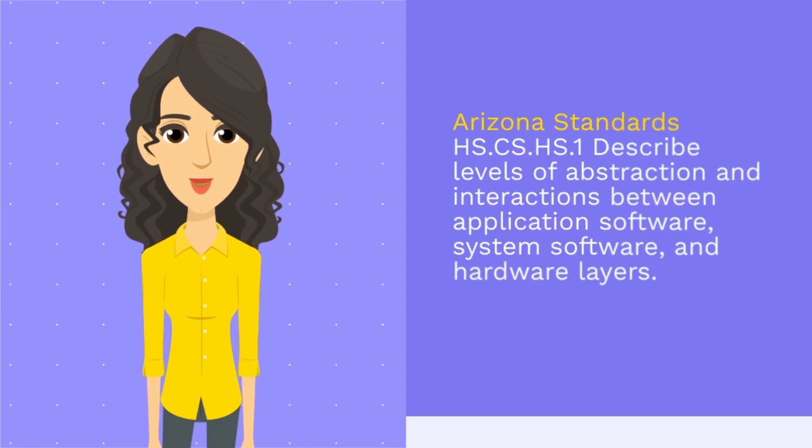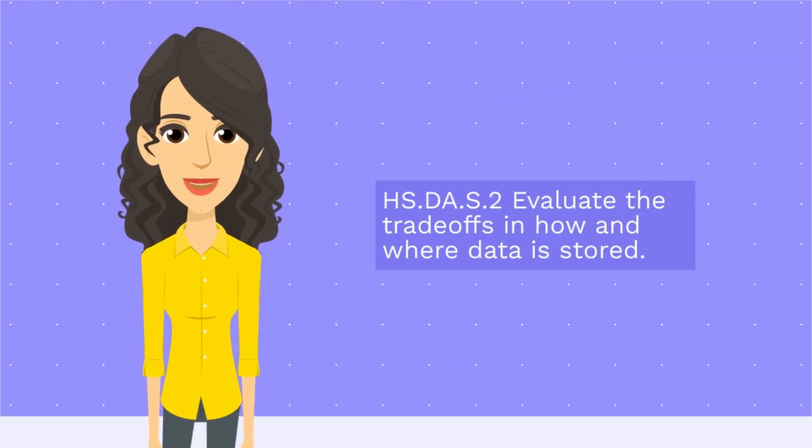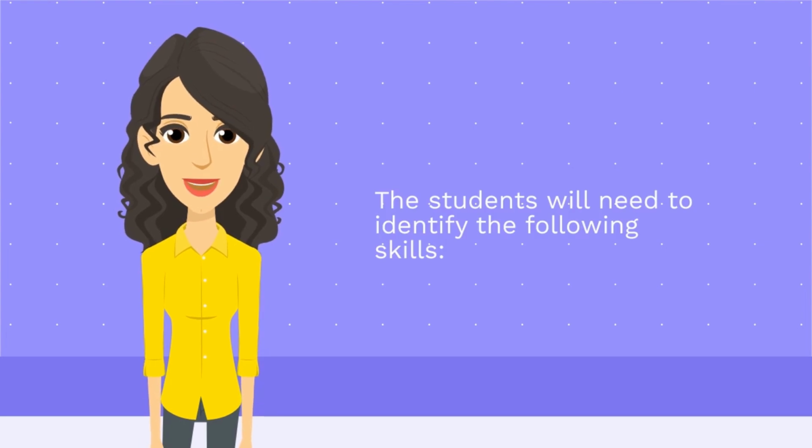Arizona Standards HS.CS.HS.1: describe levels of abstraction and interactions between application software, system software, and hardware layers. HS.DA.S.2: evaluate the trade-offs in how and where data is stored. The students will need to identify the following skills.